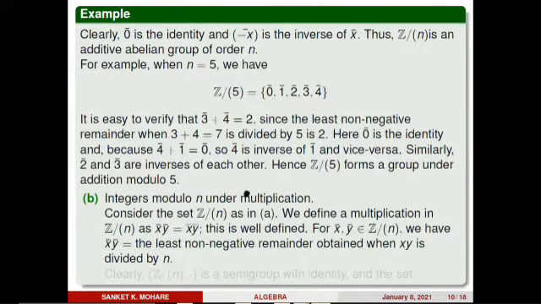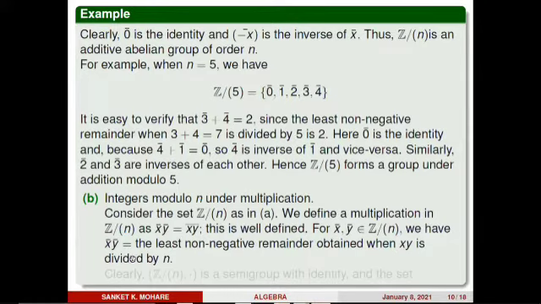Consider this Zn as in the first example. Here n is a positive integer, and this is the symbol for the set of integers. We define multiplication in Zn as conjugate x times conjugate y is equal to conjugate of the product xy. This product is well defined. So for conjugate x, conjugate y belonging to Zn, conjugate x times conjugate y is the least non-negative remainder obtained when the product xy is divided by n. As there was a sum, here is a product.